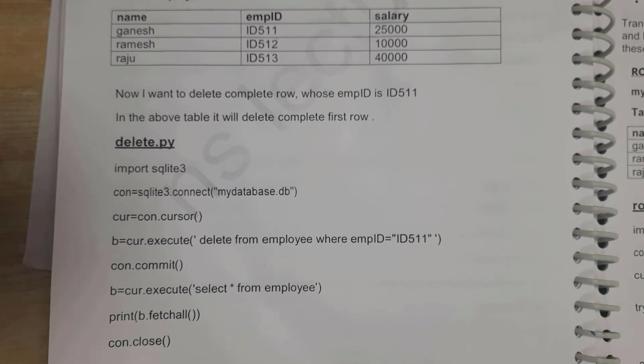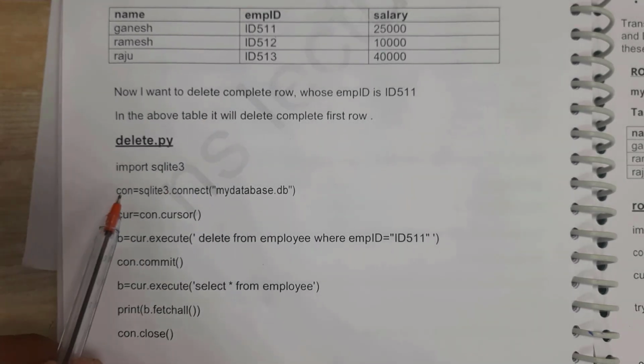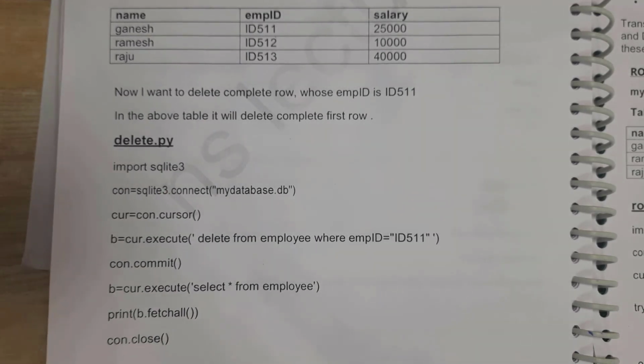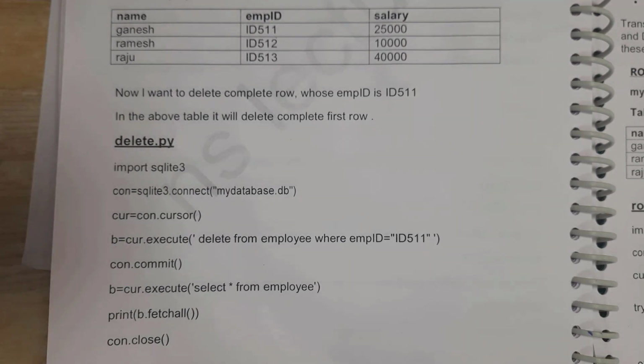At last we need to close our database. My database is present in variable con. So just write here con.close. This is the Python program in order to delete table data from a database.